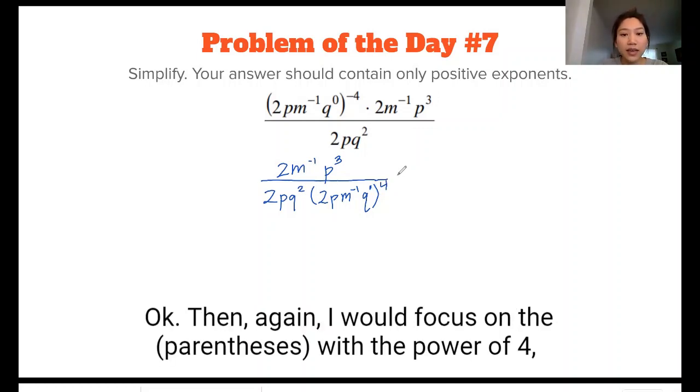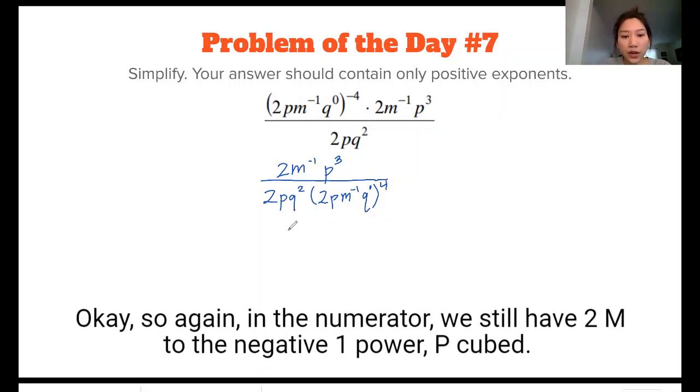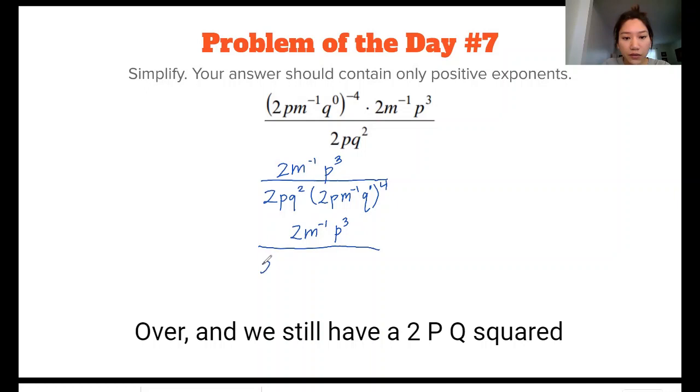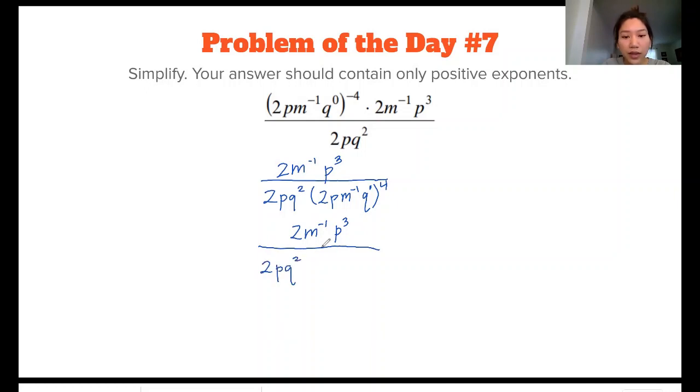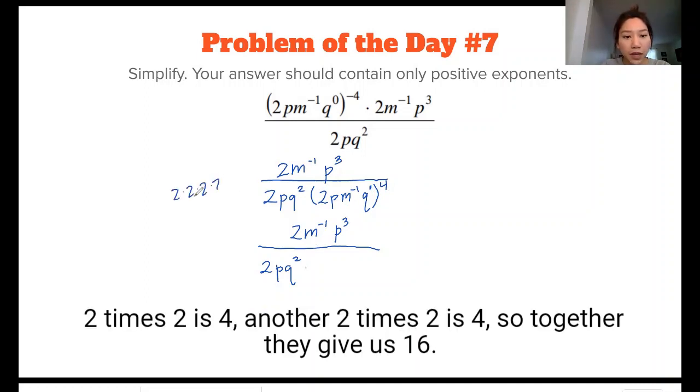Okay, then again, I would focus on the exponent with the power of 4, and we can use a rule where we basically distribute the power of 4, okay? So again, in the numerator, we still have 2m to the -1 power, p cubed over, and we still have a 2pq squared, and 2 to the 4th power is just 2 times 2 times 2 times 2. 2 times 2 is 4, another 2 times 2 is 4, so together they give us 16.